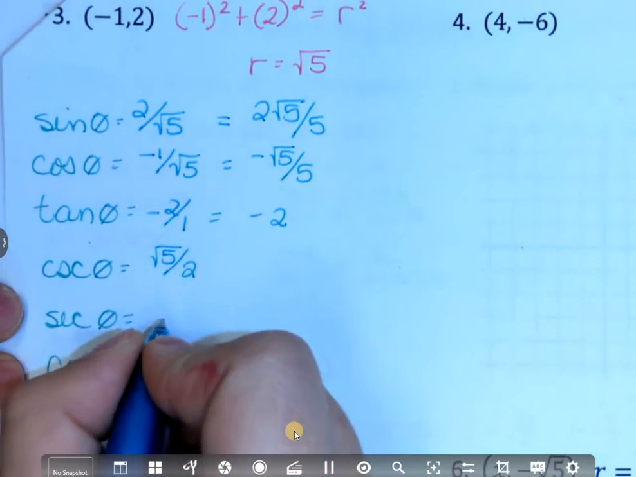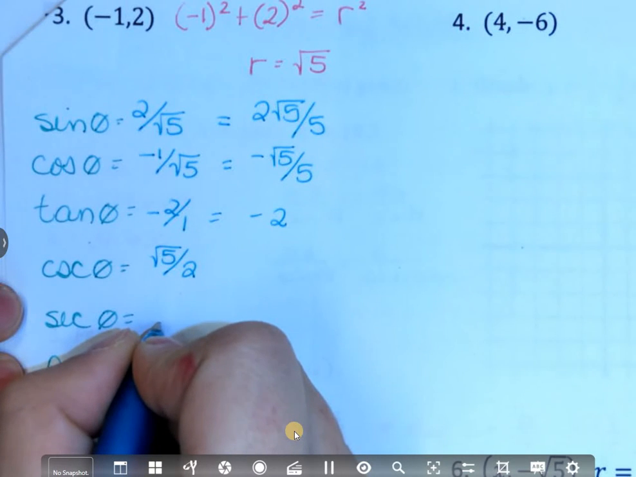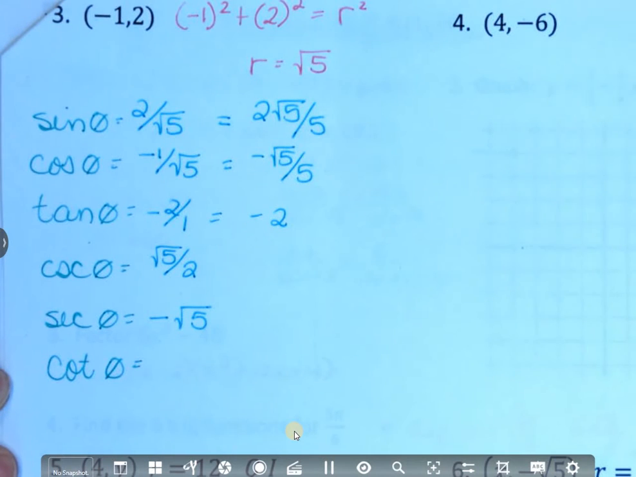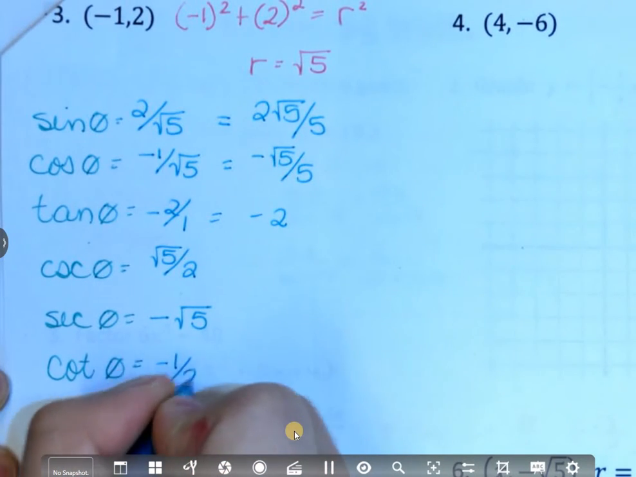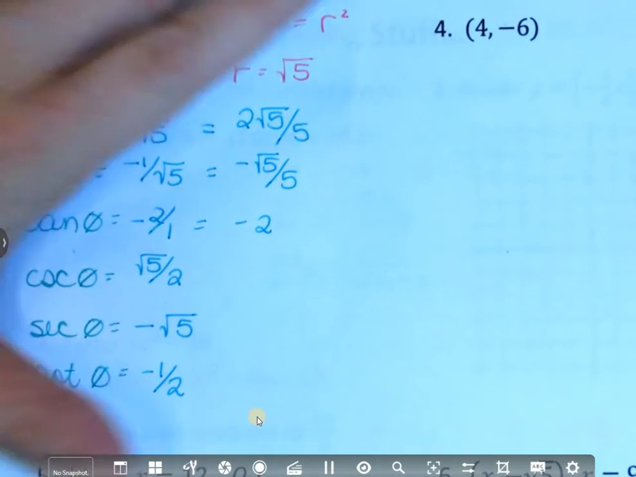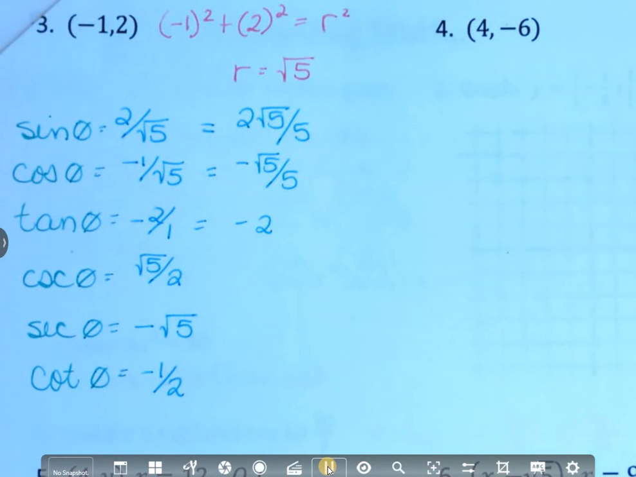What would your secant be? -√5. What would your cotangent be? -1/2. With that being said, I want you guys to do number 4, all the way through, start to finish. Check your answers with your neighbors when you're done. Compare these guys out. It's the radicals that really are the most troubling, the most irritating.